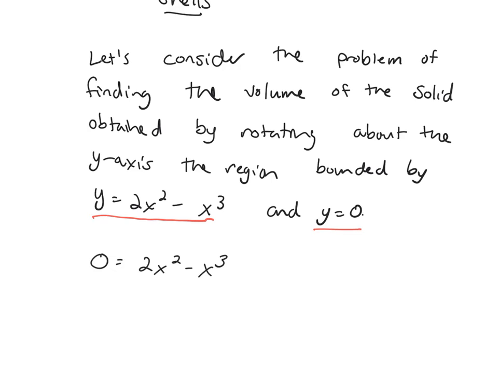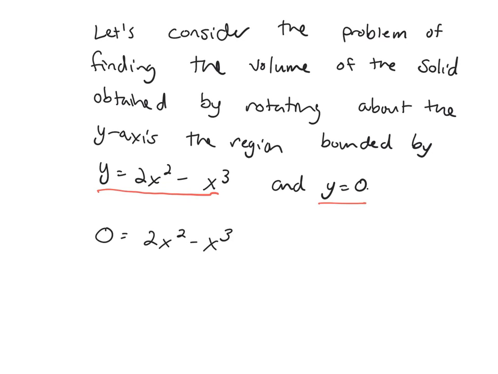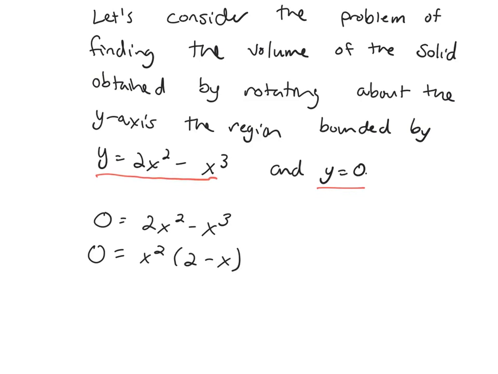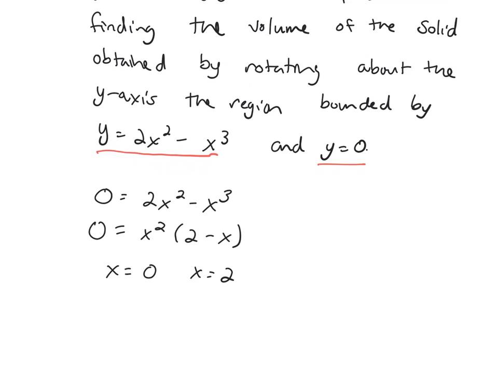What can I factor out here? x squared. Yep, you want to factor out as much as you can. In this case, x squared times (2 minus x). So I'm getting two solutions: x equals 0 and x equals 2. You plug them into either function to get your intersection points. If I go with the second function, y equals 0, you're going to get the points (0, 0) and (2, 0).